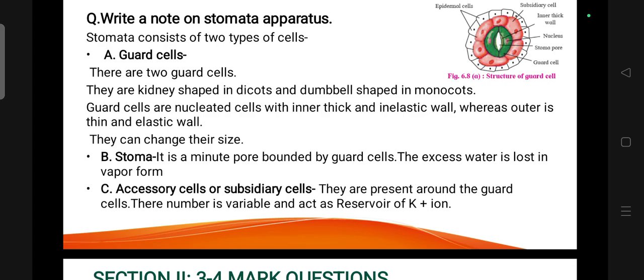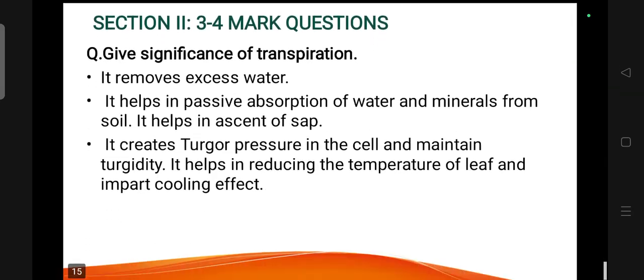Stomata consist of two types of cells, guard cells and accessory cells. There are two guard cells. They are kidney shaped in dicots and dumbbell shaped in monocots. Guard cells are nucleated cells with inner thick and inelastic wall, whereas outer is thin and elastic wall. They change their size. Stoma is a minute pore bounded by guard cells. The excess water is lost in the vapor form. Accessory cells are present around the guard cells. Their number is variable and they act as reservoir of K plus ion.